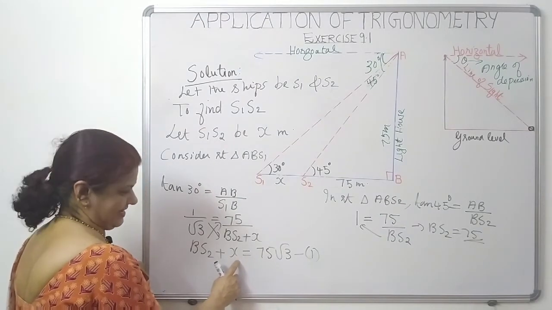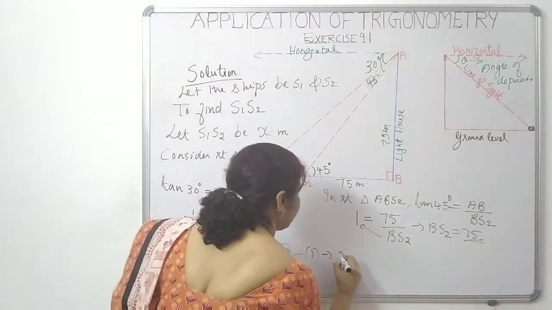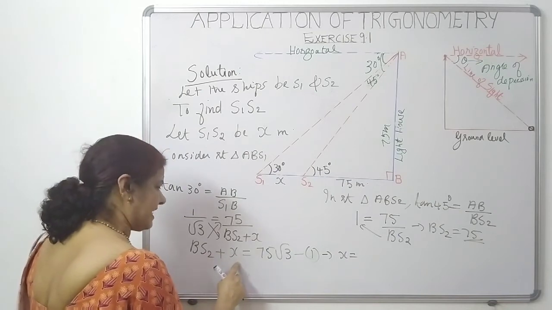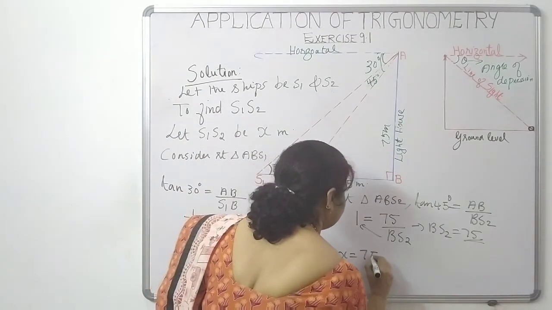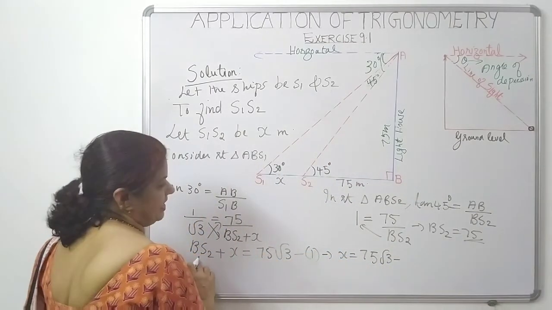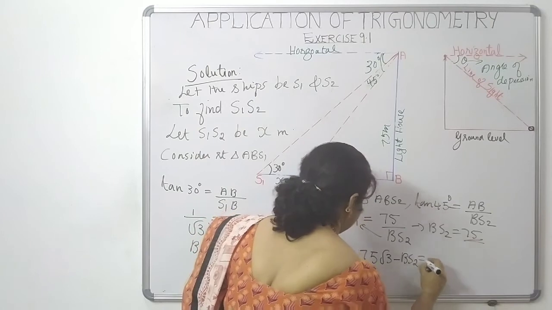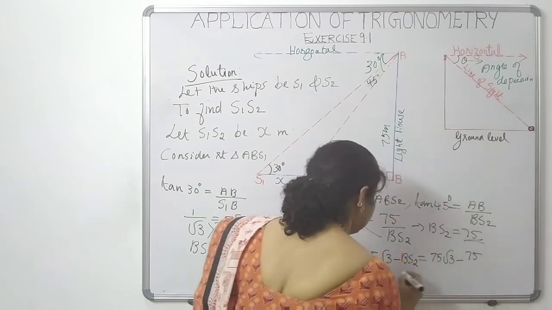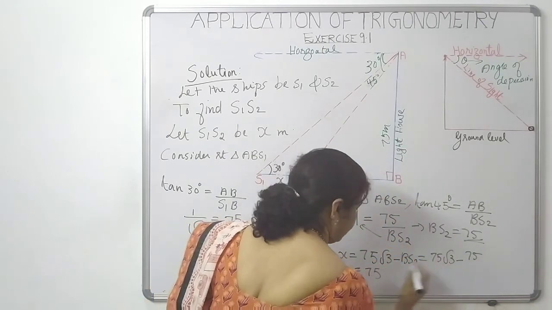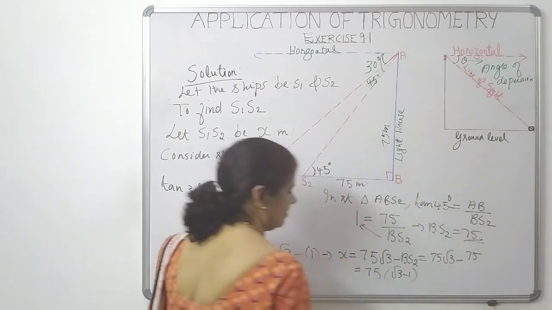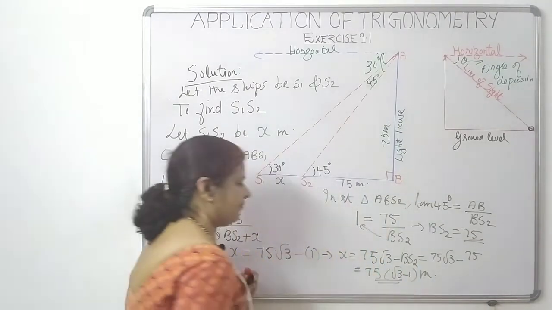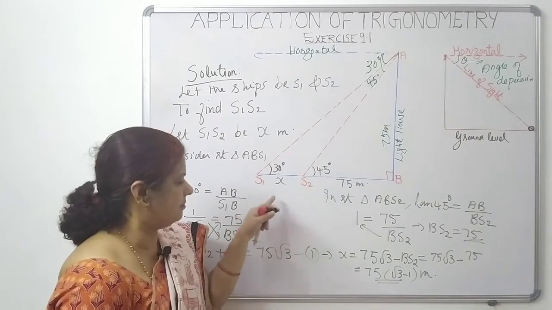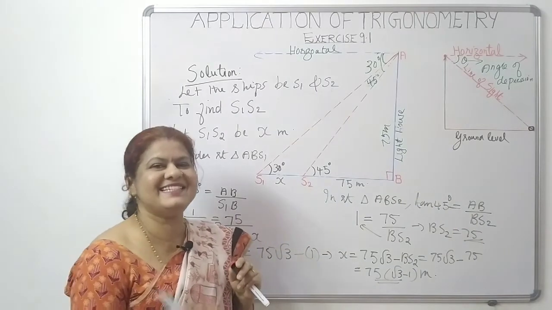What is x? We have to find x. So x is equal to, substituting BS2 is equal to 75, we get x is equal to 75 root 3 minus BS2. That is 75 root 3 minus 75 is equal to 75 is common, root 3 minus 1, this much meters. 75 into root 3 minus 1 meters is what? It is the distance between the ships.